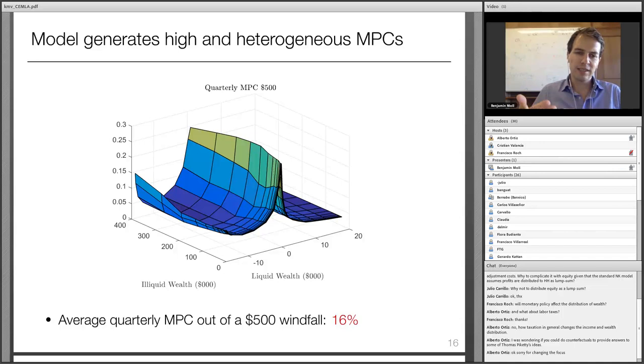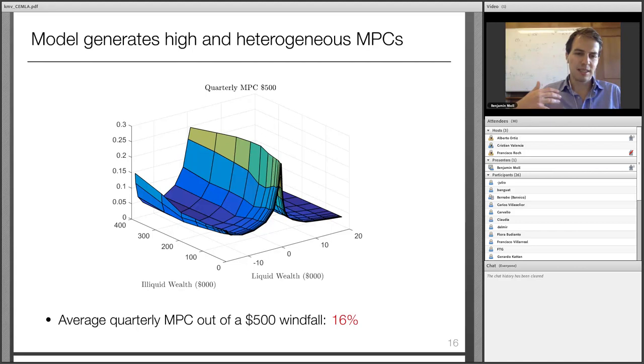We do this exercise because the numbers here are easy to compare to some existing empirical evidence. In particular, there are nice papers by Johnson, Parker, and Souleles, and so on. I'll show you another nice empirical paper in a second that studies MPCs out of transitory windfall income gains. The numbers they get are that over a quarter, out of $500, people typically consume something like 20%.